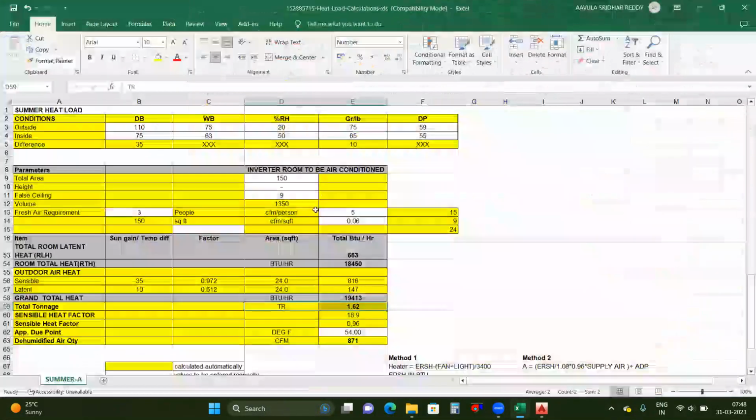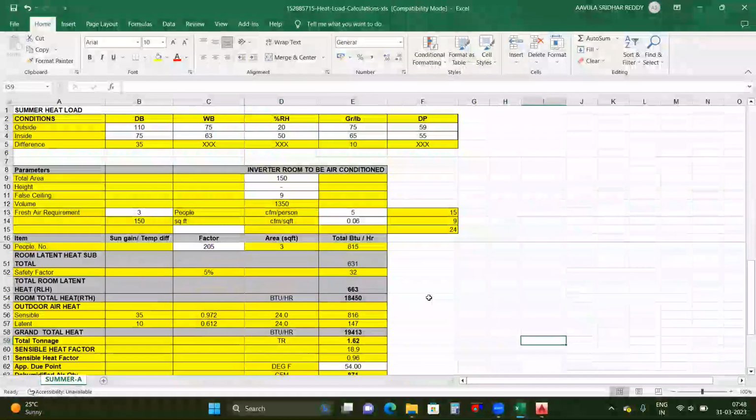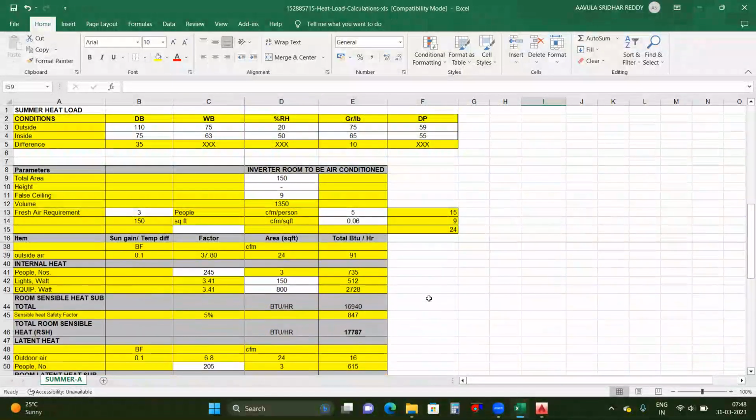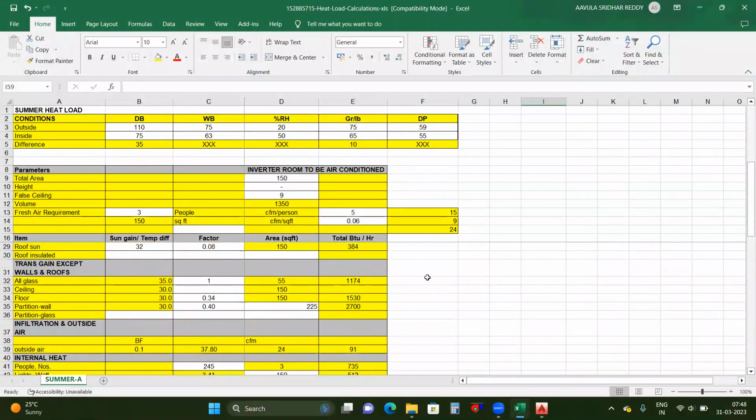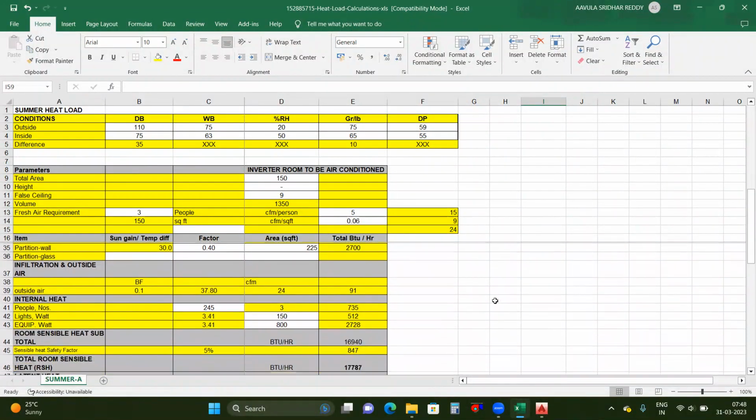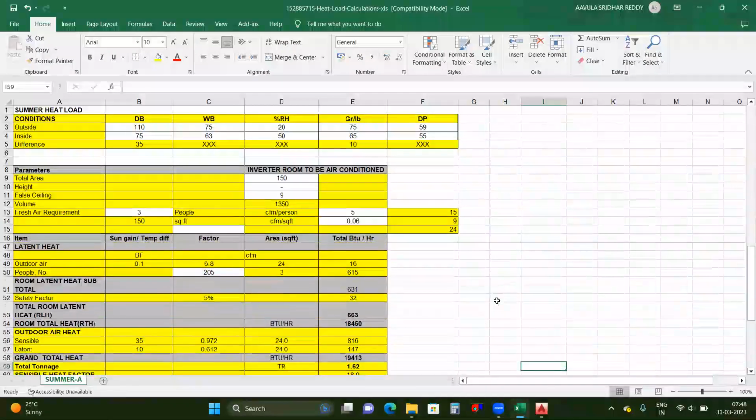In the Excel sheet, this is the advantage: every time we don't need to enter all the values. Only the U values and area values we need to enter. If anybody has doubt in this Excel sheet, you can ask me.